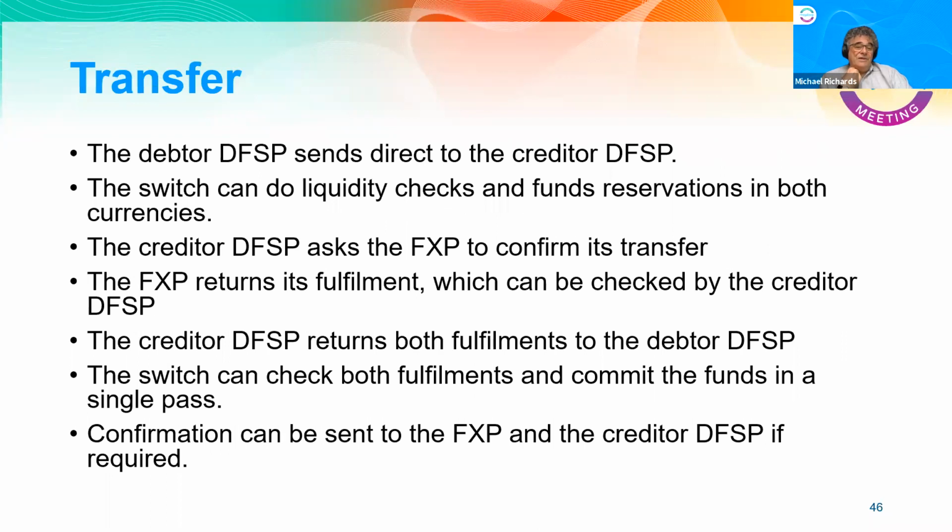Now for the transfer, the debtor DFSP sends direct to the creditor. The switch can do liquidity checks and funds reservations in both currencies. The creditor DFSP asks the FXP to confirm its transfer, and the FXP returns its fulfillment, which can be checked by the creditor DFSP. So the creditor DFSP should be able to be confident that the FXP has unalterably committed to making the transfer. Creditor DFSP then returns both fulfillments to the debtor DFSP. The switch checks them both, commits the funds in a single pass, and confirmation can be sent if required.